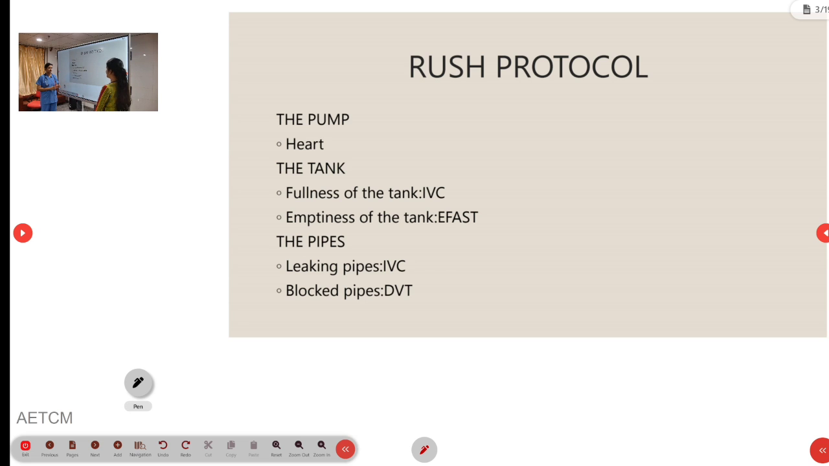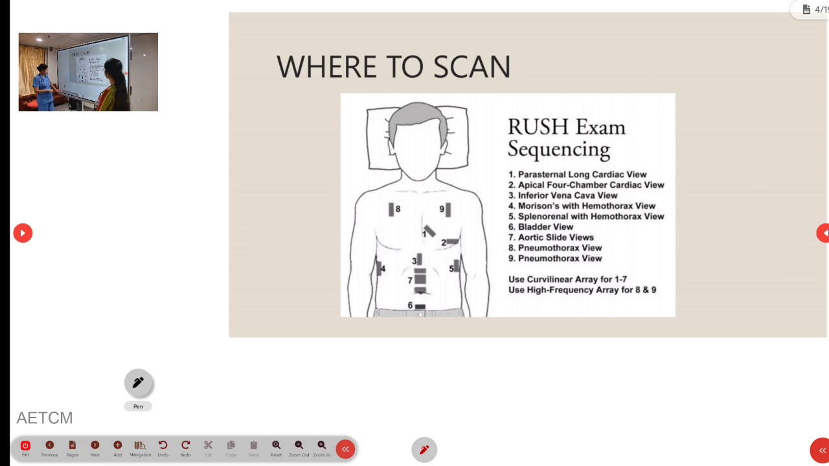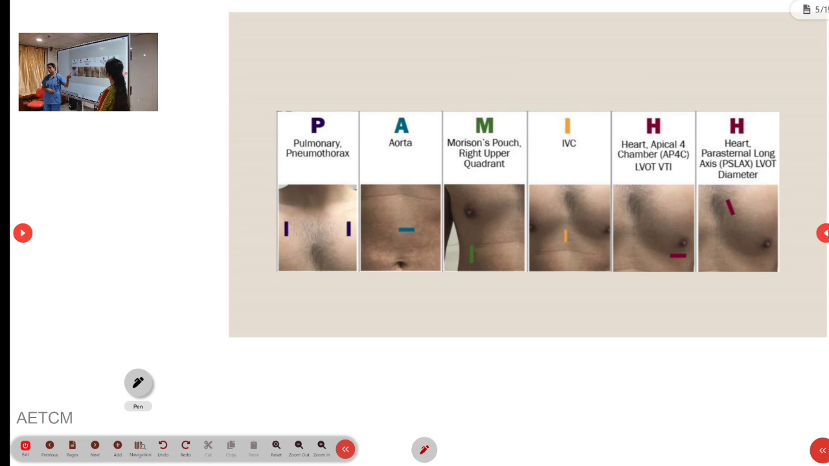Okay. So if you are having difficulty remembering it as pump, tank, pipes and all, how will you remember? We can use HI-MAP. Can you just mention that? HI-MAP: the first H is for heart, that is the parasternal long axis view and the apical 4-chamber view. I is IVC, M is Morrison pouch, that is hepatorenal pouch, and then aorta and pulmonary, that is pneumothorax.